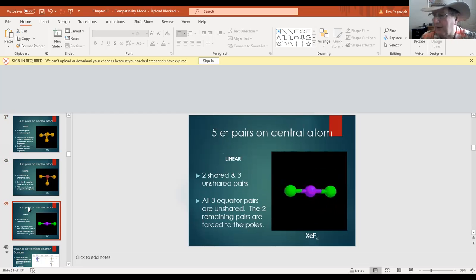Now, I'll actually even give an extra credit point for this. What's the bond angle in this linear molecule? 180. Gabriel, sorry, you got the point. Why is it 180? Do you know? Because it's a straight line.